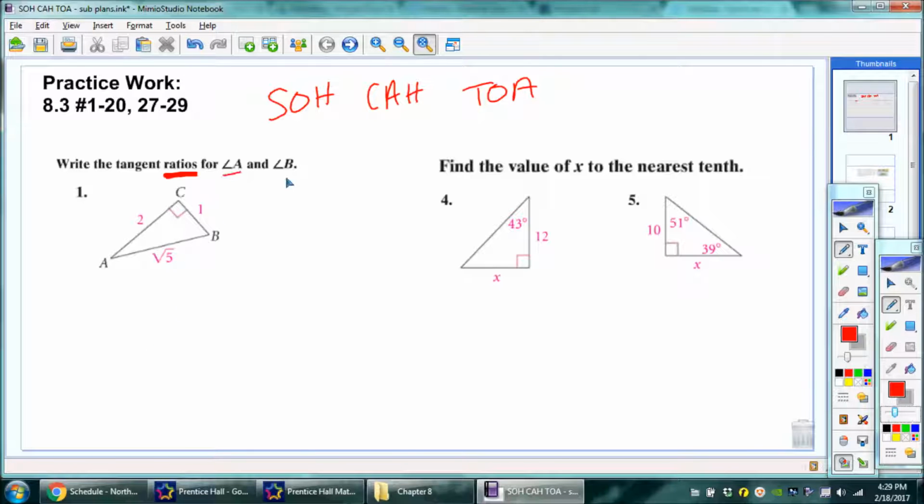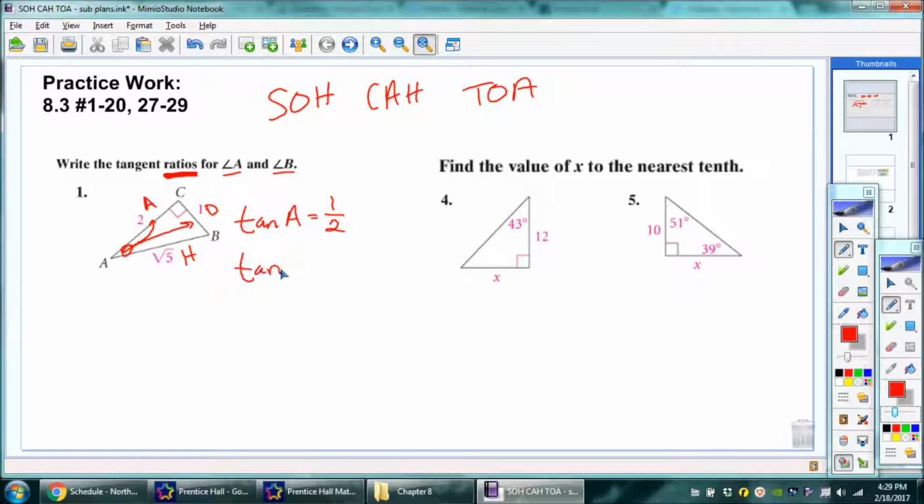And they're giving you two reference angles, A and B. So we're going to do the tan of angle A. So here's our reference angle, and I'm just going to draw theta in there. You can draw x or whatever you want. So we know opposite is there. This is hypotenuse. Adjacent is here. So tan of A is opposite, which is 1, over adjacent, which is 2.